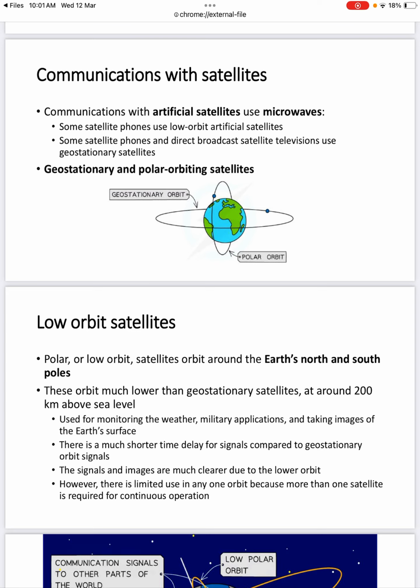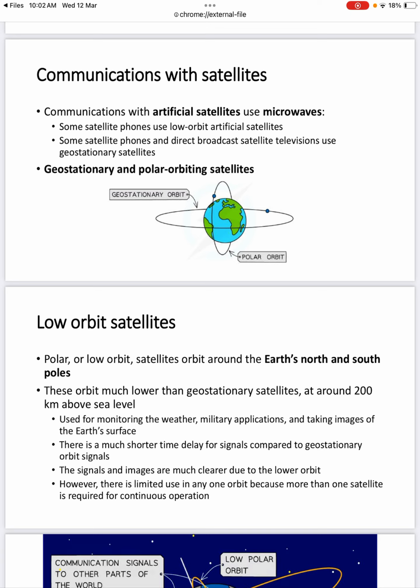Some satellite phones use low orbit artificial satellites. With these phones you can make calls and even access the internet directly using the low orbit satellite, which means that even if you go to places where there is no network, you can still communicate with people because you are using the low orbit satellite. So there are phones which work on that.